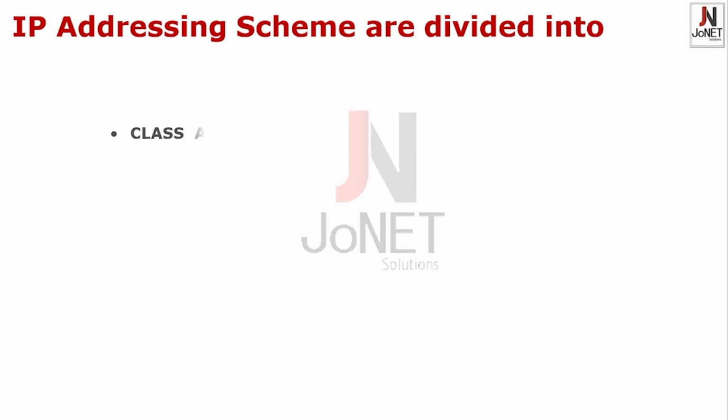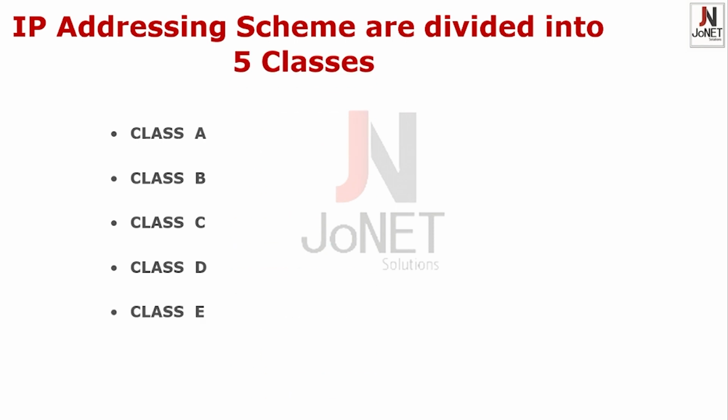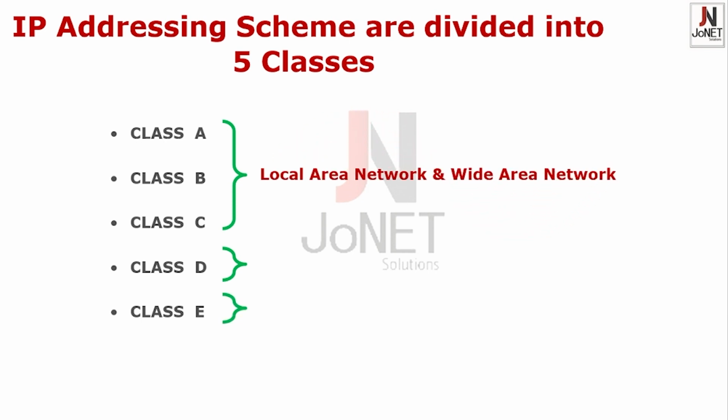IP address schemes are divided into 5 main classes: class A, class B, class C, class D, class E. Of these 5 classes, we can use only class A, class B and class C for local area networks and wide area networks. Class D is reserved for multicast IP addresses, used by networking devices like routers, switches and firewalls. Class E is reserved for research and development. So we cannot use class D and E; we can use class A, class B and class C.